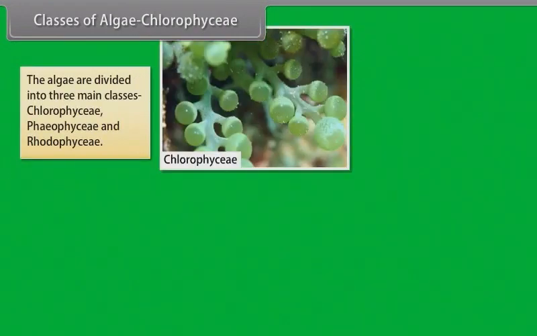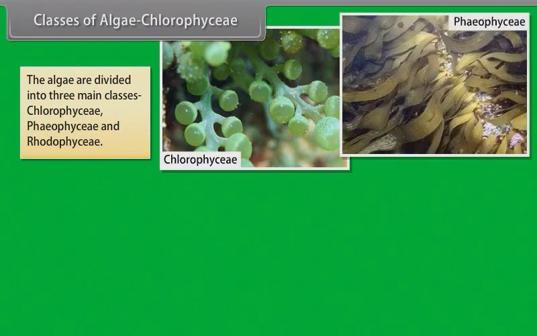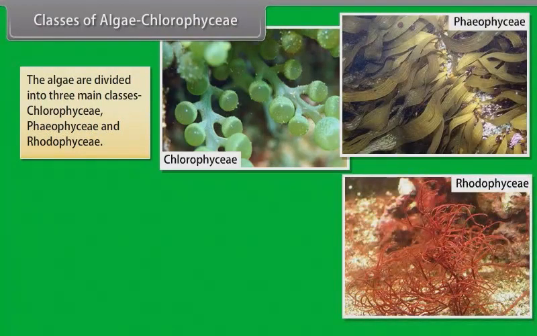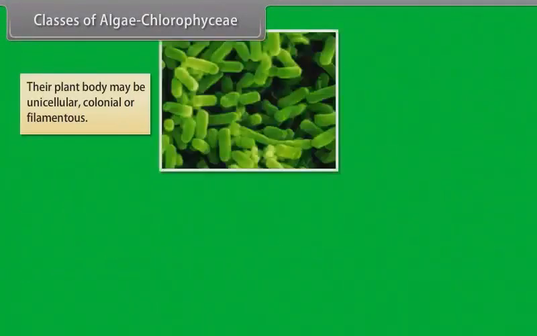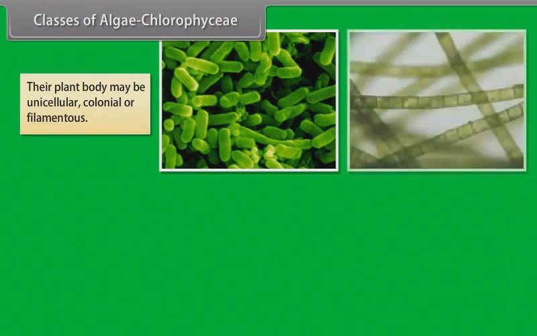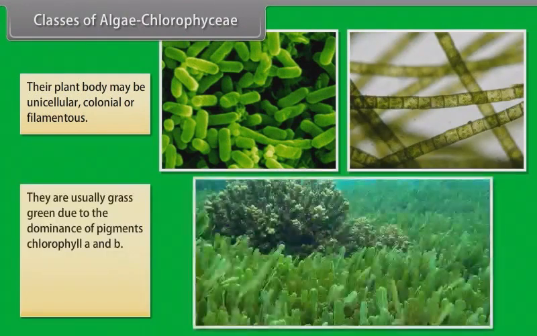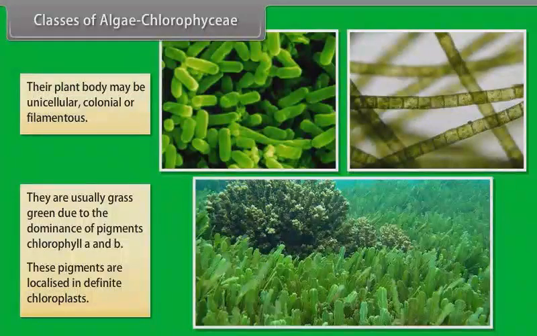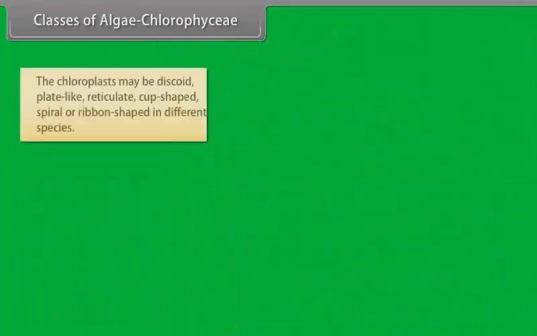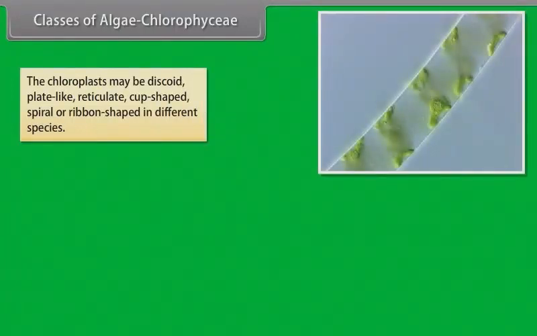Chlorophyceae. The algae are divided into three main classes: Chlorophyceae, Phaeophyceae, and Rhodophyceae. The Chlorophyceae is commonly called green algae. Their plant body may be unicellular, colonial, or filamentous. They are usually grass green due to the dominance of pigments chlorophyll a and b. These pigments are localized in definite chloroplasts. The chloroplasts may be discoid, plate-like, reticulate, cup-shaped, spiral, or ribbon-shaped in different species.